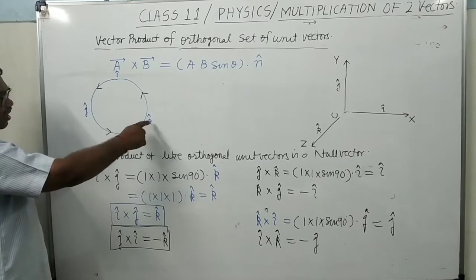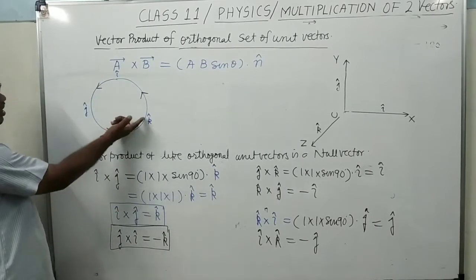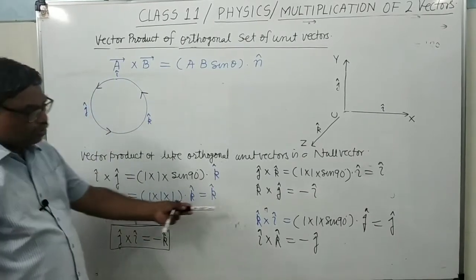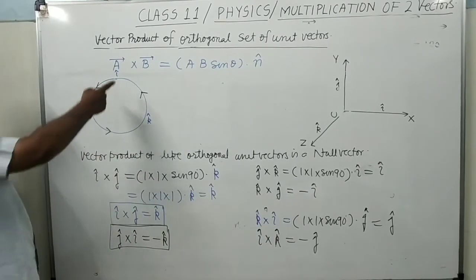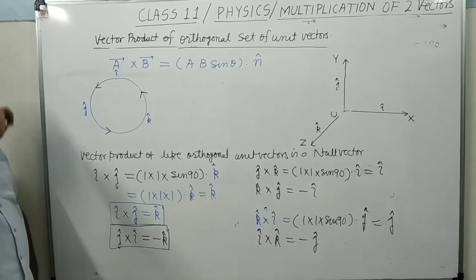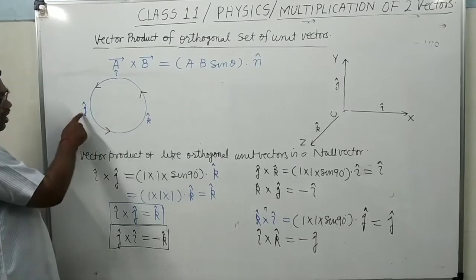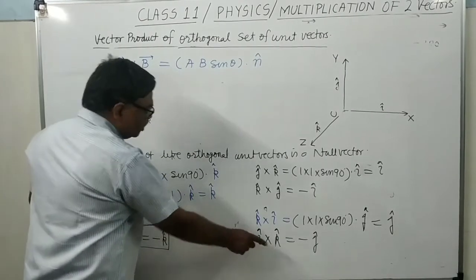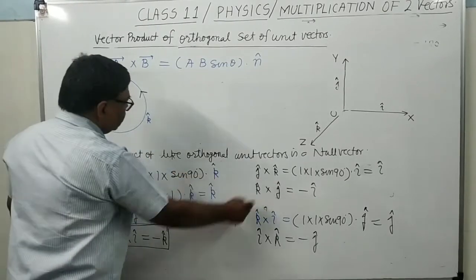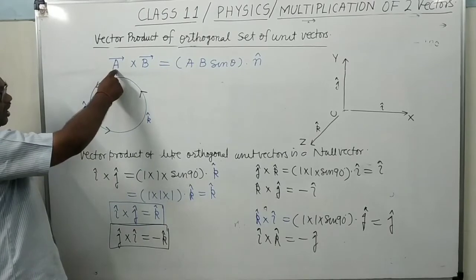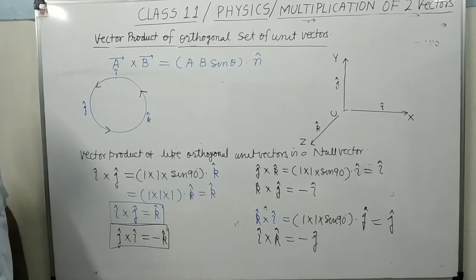j cross k equals unit vector i. k cross i will be equal to unit vector j. Means you go anti-clockwise. But if you go clockwise, then there will be the negative sign. i cross k equals negative of unit vector j. You can see, k cross j will be equal to negative of unit vector i. Then j cross i will be equal to negative of unit vector k. So this way you can memorize it very easily.